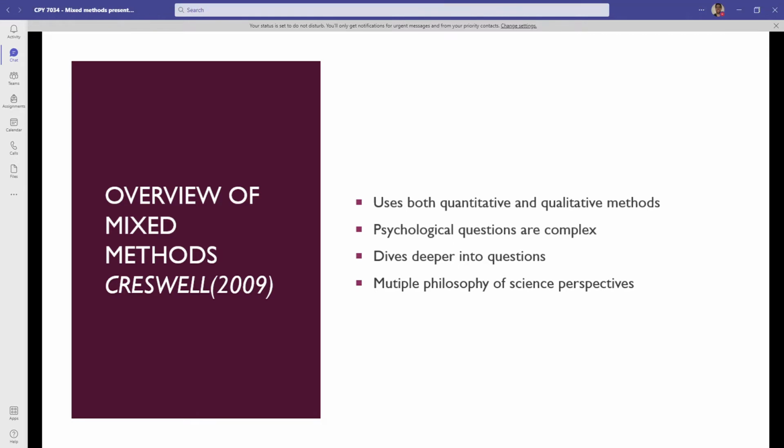When you're looking at philosophy of science, this covers multiple perspectives. It would cover post-positivism. It also covers critical ideology, because combining these two, depending on the method that you use, it fits into different philosophies and can fit into multiple at the same time.